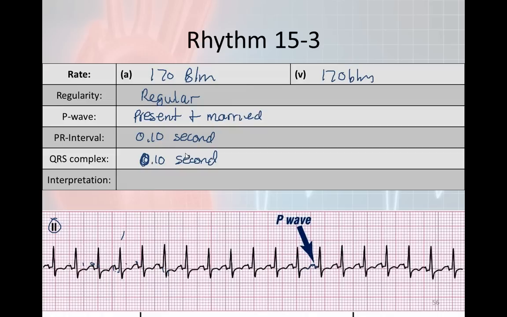So what's the problem that we have here? Almost everything is fine except for the PR interval is shortened and the heart rate is over 170. But we do have P waves. So we're going to say that this is an ectopic ATAC, atrial tachycardia.